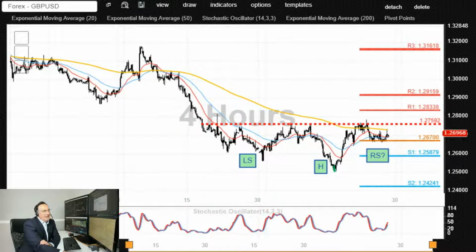This is cable. Sterling dollar appears to be potentially going sideways. It's ranging in something that could form an inverse head and shoulders pattern, with a left shoulder clearly visible here, a head quite visible here with a sequence of a low and a lower low, and then we could possibly have a formation of the right shoulder if the current levels hold.